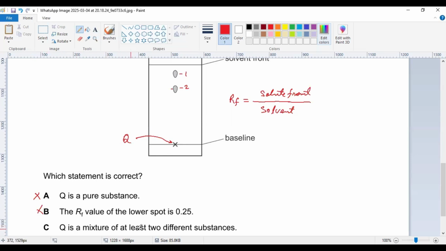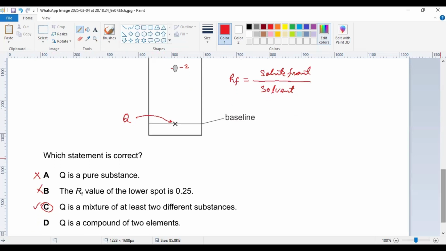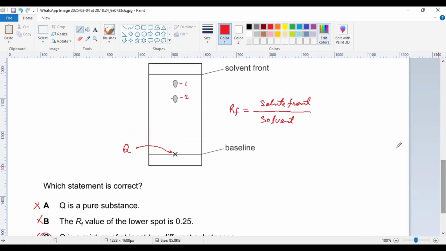C says Q is a mixture of at least two different substances. Yes, correct, because two different substances can be seen here. And the D option says Q is a compound of two elements. This is wrong, because it is not a compound of two elements. It is a mixture of two components. So that's all for this paper.